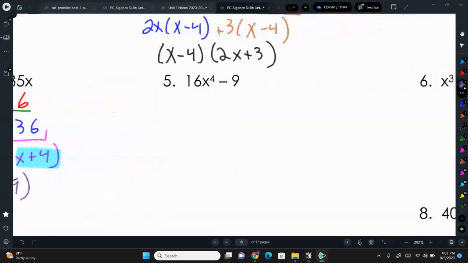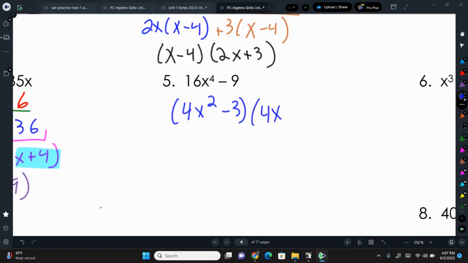Okay, so example number 5, I see 16 and 9, and those are perfect squares. So we can use the difference of two squares, even though it's an x to the fourth. The square root of 16x to the fourth is 4x squared. The square root of 9 is 3, so I can write this as the product of these two terms. We then want to make sure that we can't factor either of these. Well, we look at that and we can't factor either of those, so this is our final answer.